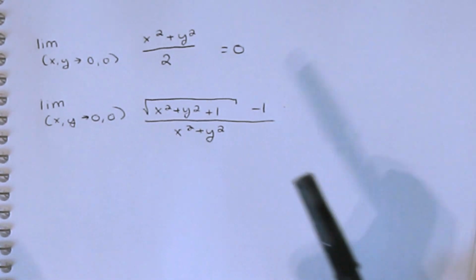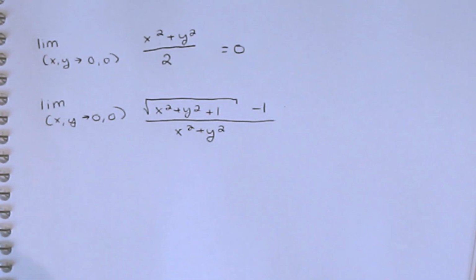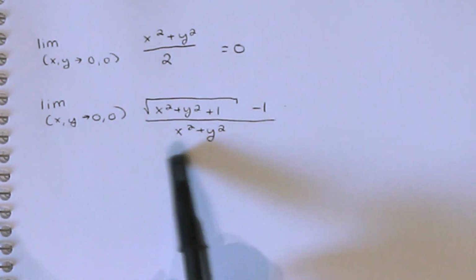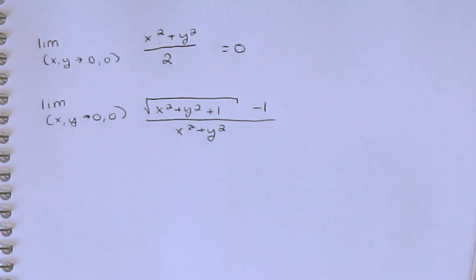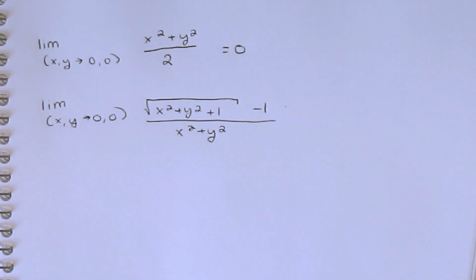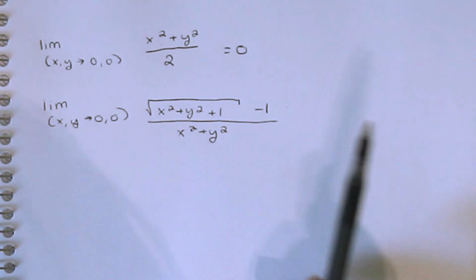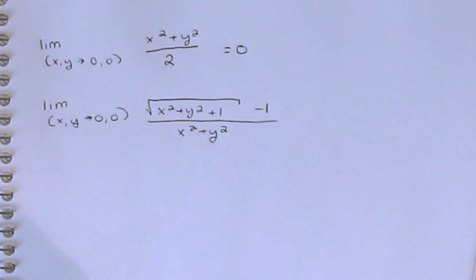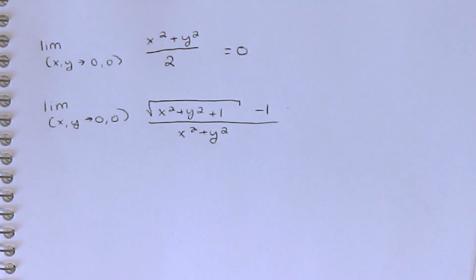So this obviously looks a little bit more difficult than that case. What would happen if we just plugged in 0, 0? Well, in the denominator we see that there's only an x squared and a y squared, so if we plug in 0 for both of them, we're going to get 0 plus 0. And over here we're still going to get 1 minus 1, 0 over 0, an indeterminate form.